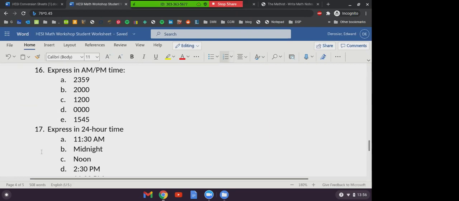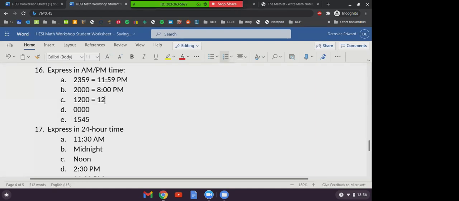Okay. Generally, what you do is you take 12 away from the hours or add 12 to the hours to go the other way. So like 23:59 would be 11:59 p.m., right? 20 hours or 2000 hours would be 8 p.m., right? Just subtracting 12 from the hours.